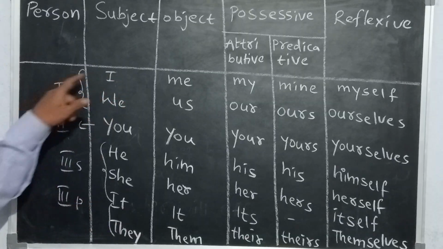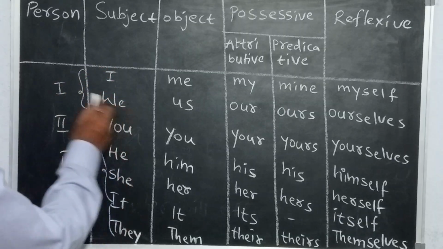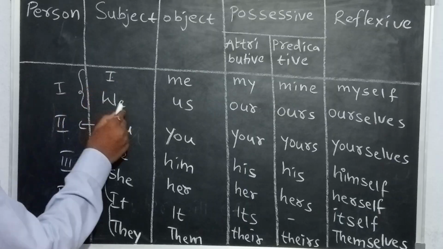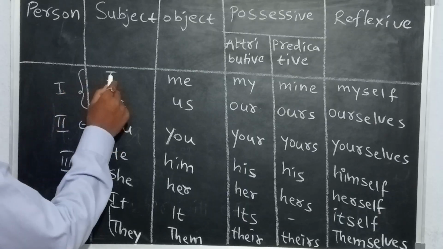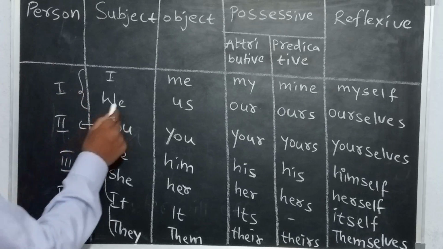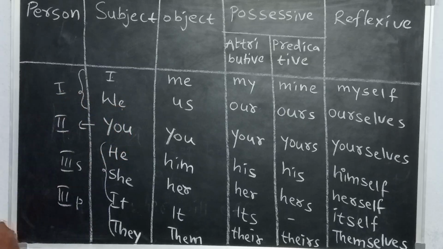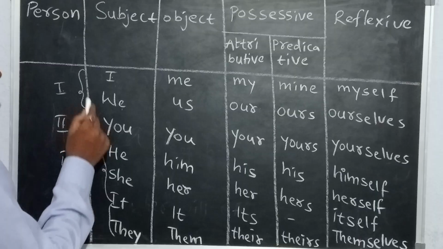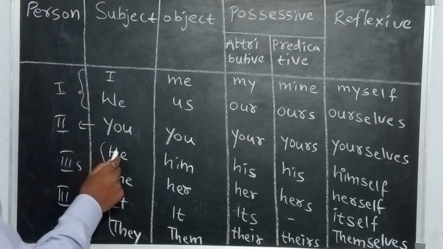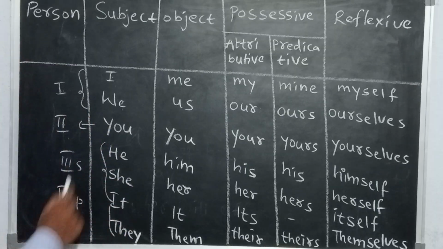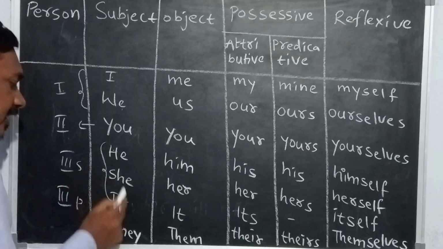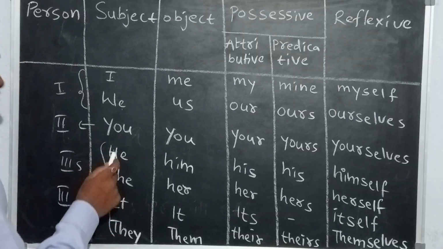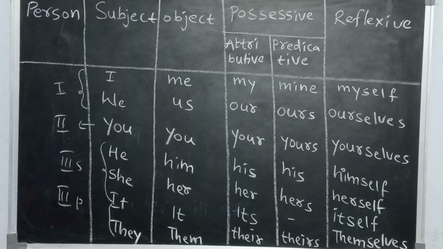I is first person singular, we is first person plural. You is second person, singular and plural. He, she, it, they are third person. He, she, it are third person singular, they is third person plural.